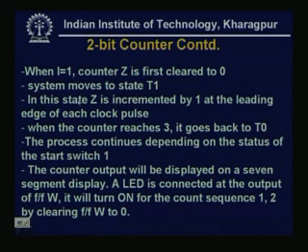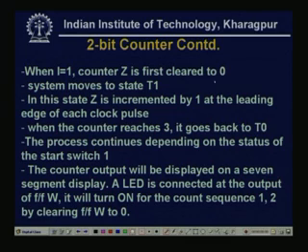Now, some more specs: when I equal to 1, counter Z is first cleared to 0, and the system moves to state T1. In this state, Z is incremented by 1 at the leading edge of each clock pulse. When the counter reaches 3, it goes back to T0, so all the time it will be 00. If it counts 1 and 2, it will change 01, 10. Again when it is 11, it goes back. The process continues depending on the status of the start switch I. The counter output will be displayed on a 7 segment display, and a LED is connected at the output of flip flop W. It will turn on for the count sequence 1, 2 by clearing the flip flop W to 0. So this is the design or the problem specs of what I have to design.